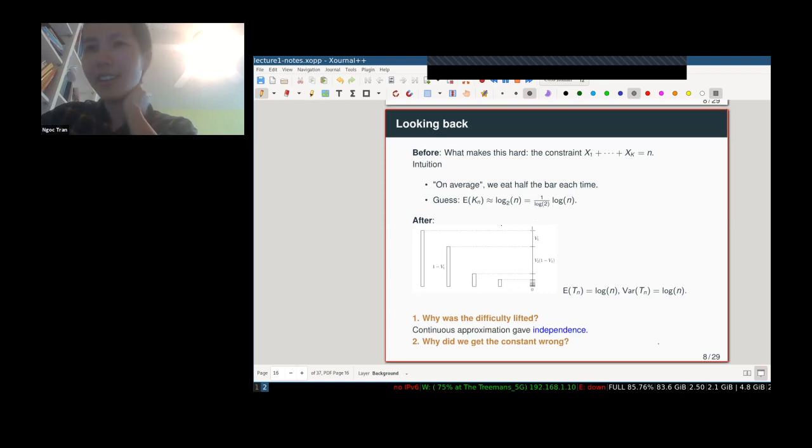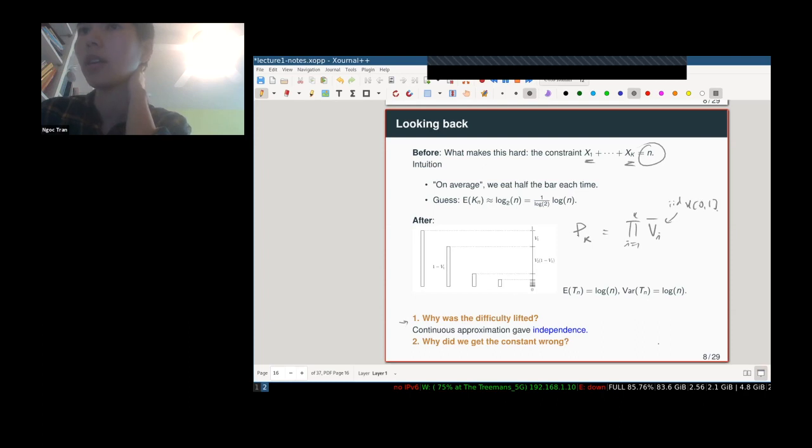Yeah, okay. So here's what I think. Why was the difficulty lifted? Well, the continuous approximation gave us independence, right? Previously we were working with x1 plus ... plus xk. They have to be constrained to sum to n, right? Later on, I'm working with a much friendlier process, which is, for each fixed little k, a product of IIDs. This is the IID uniform.